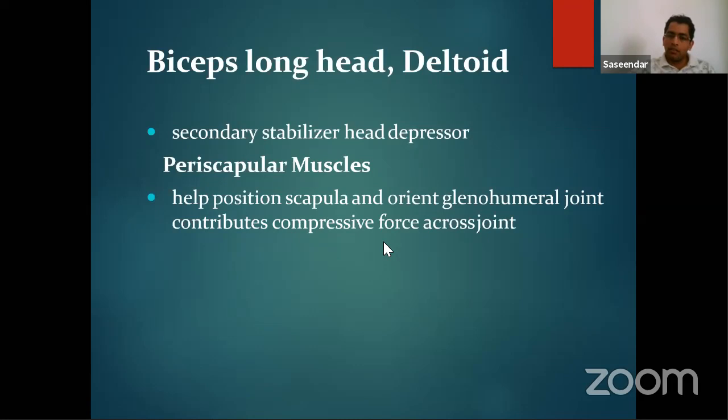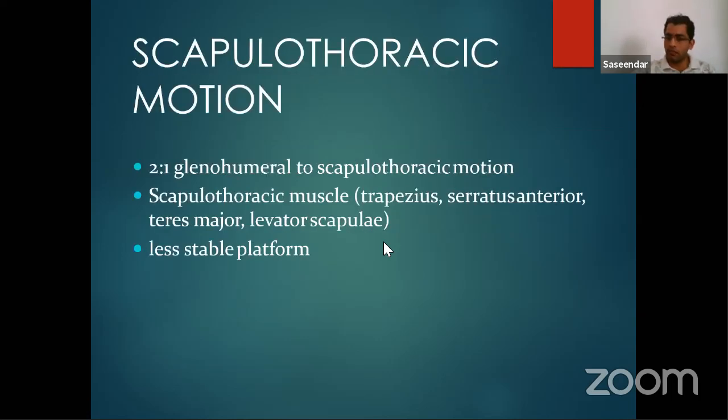There are also other structures. The long head of biceps forms a sling on the front, stabilizing the humeral head. The contribution is not as important, but it still does. The deltoid, in addition to its function of abducting the arm, also contributes to the stability by creating a vector medially, just like the rotator cuff. And you also have the scapulothoracic muscles, latissimus dorsi, teres major, and all that.